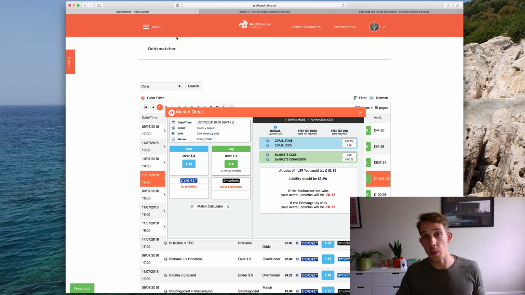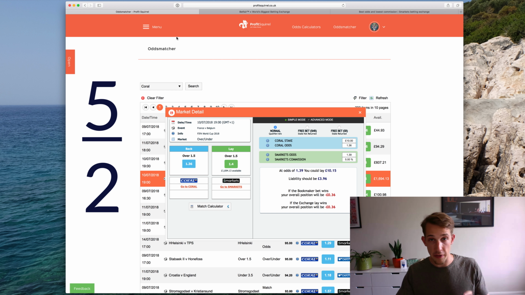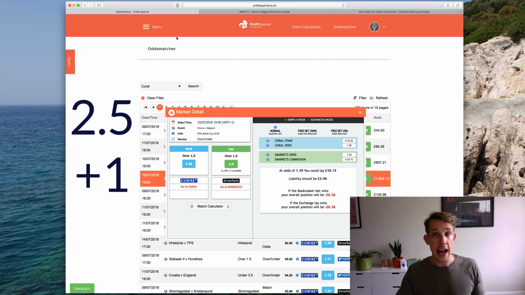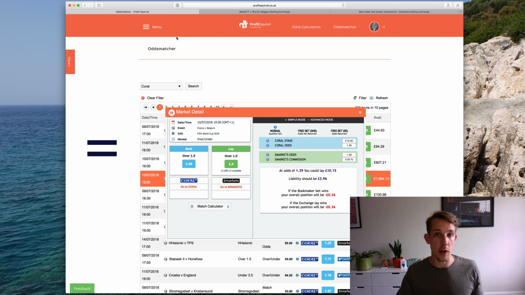You can also use the formula to convert fractional odds into decimal odds, which is really easy. So say the odds are 5 over 2, then you would just divide 5 by 2, which is 2.5, and then you just add 1 to that. So 5 over 2 would be the equivalent of 3.5. But it's normally easier and much faster just to change how the odds are displayed on the interface itself.